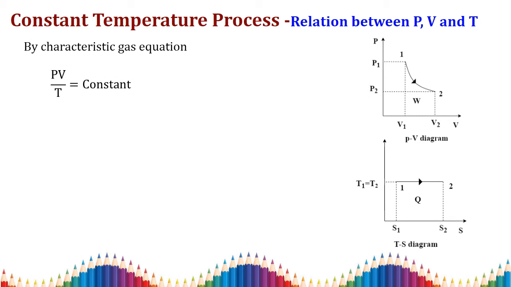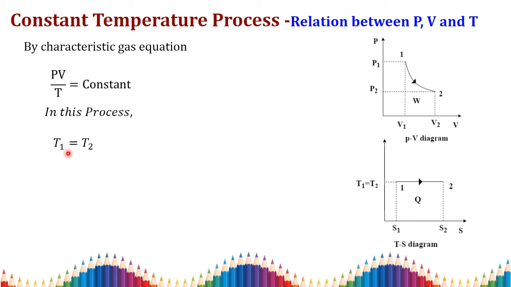First, we are going to derive the relationship between P, V and T for the constant temperature process. We know that the ideal gas equation is PV equal to mRT, where m and R are constants. So I can write PV by T equal to constant as the characteristic gas equation. Then, this is an isothermal process: at the initial and final states, the temperature T1 is equal to T2. So I can write this condition here.